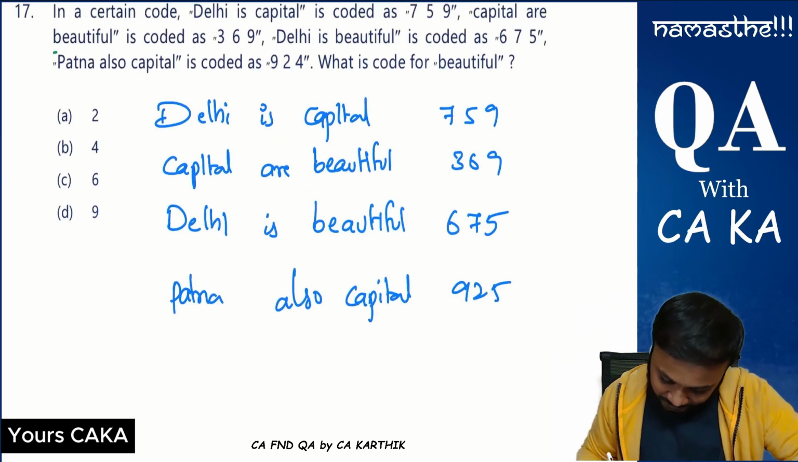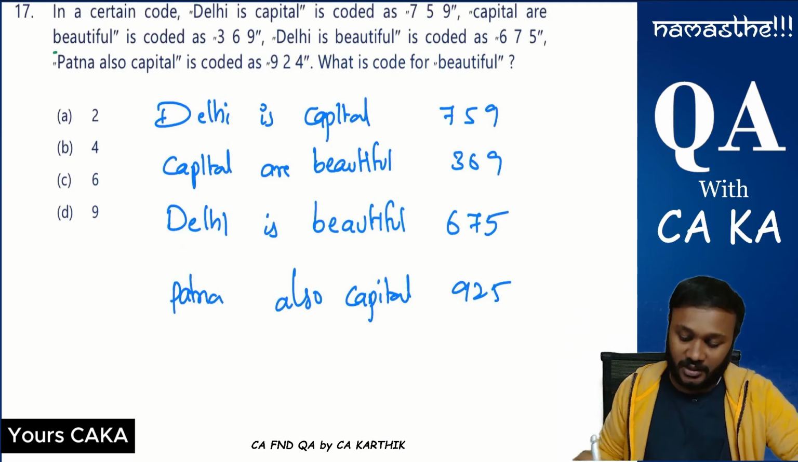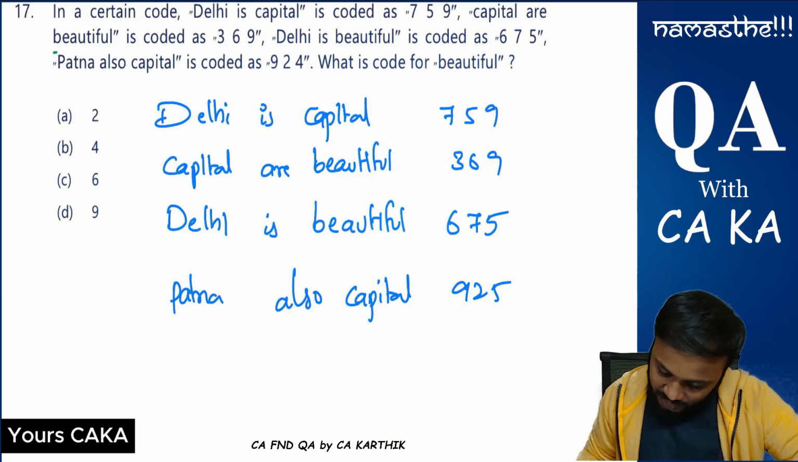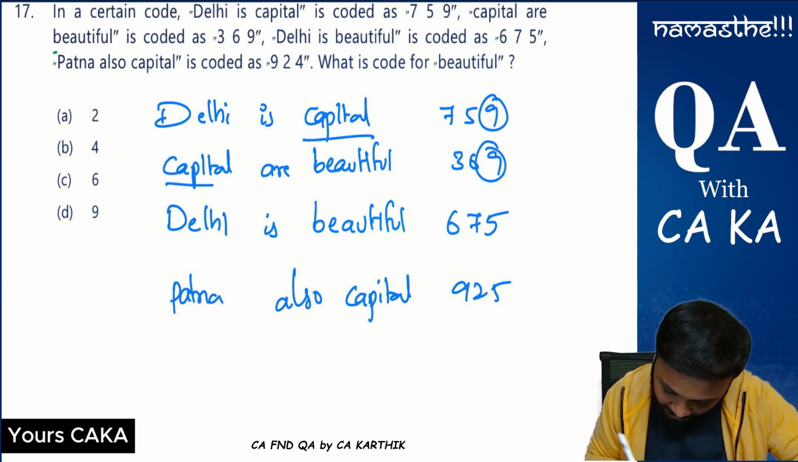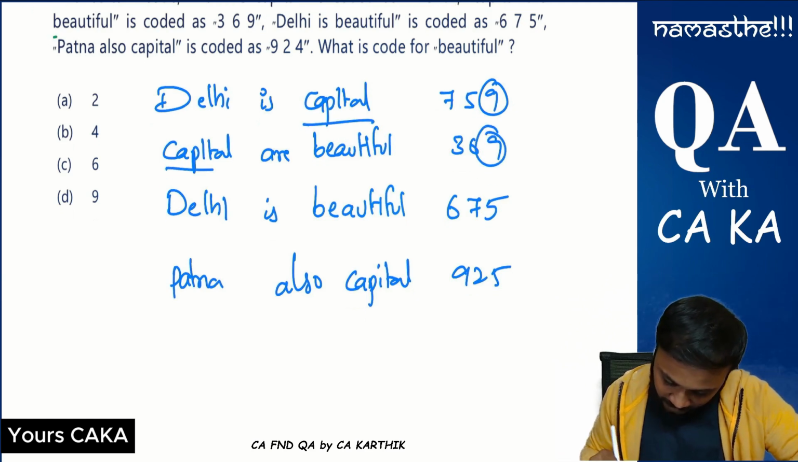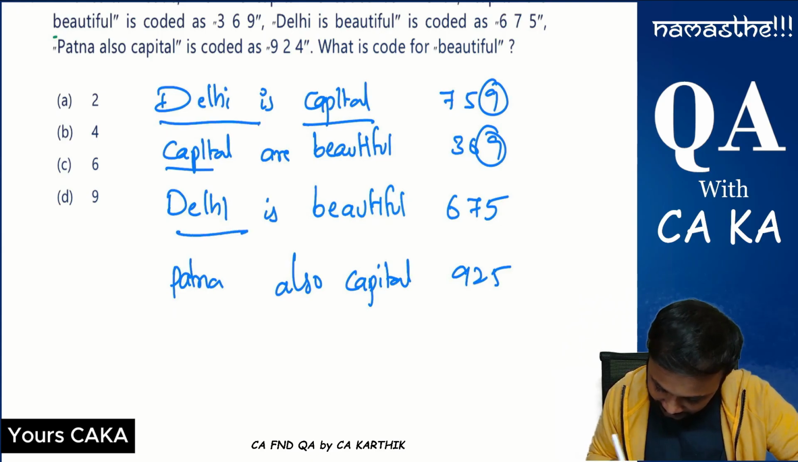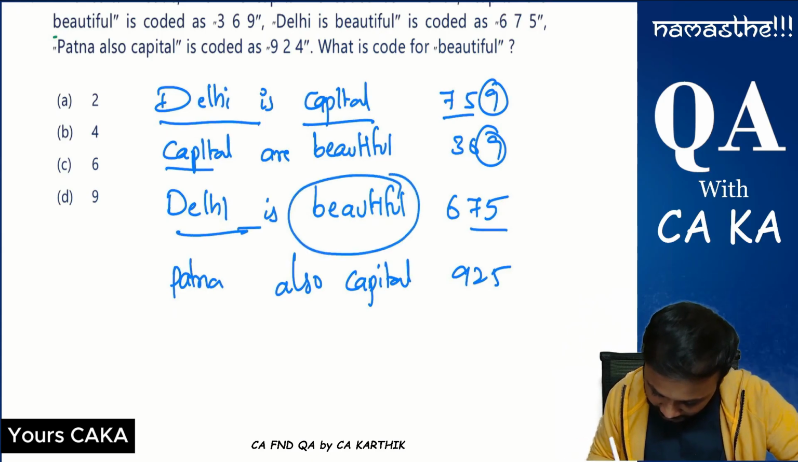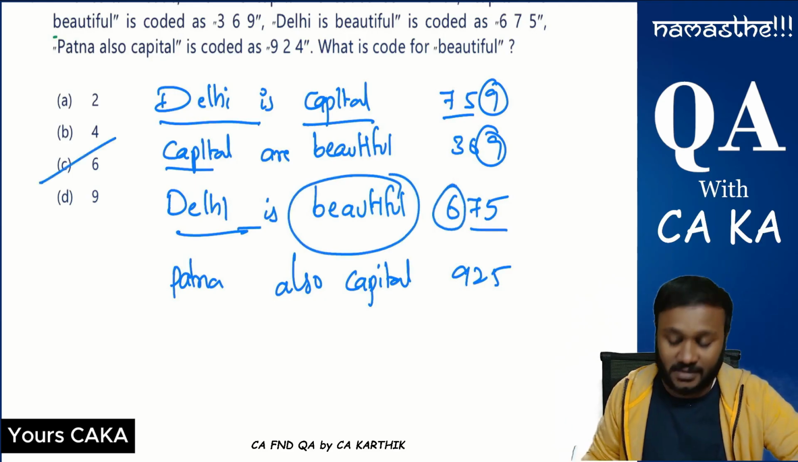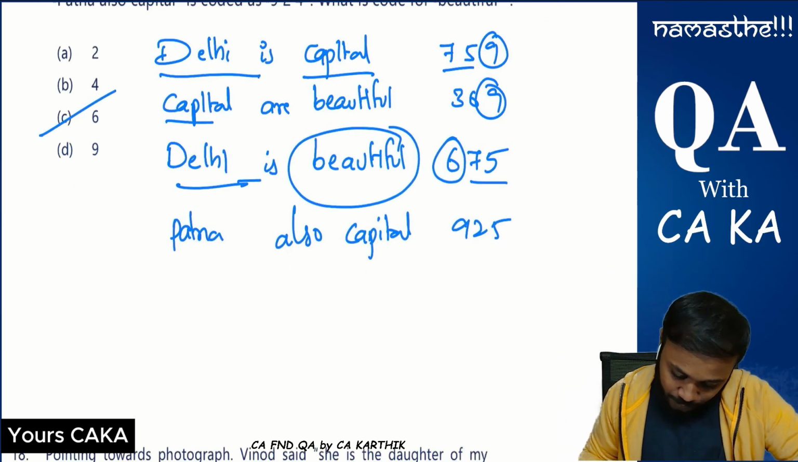So if you see the first one, capital, capital, and 9 and 9. So this could be the code for capital. And if you see here, Delhi has 7 and 5. So this is done. So what is left? Beautiful and 6. So the answer should be option C, which is nothing but beautiful 6.